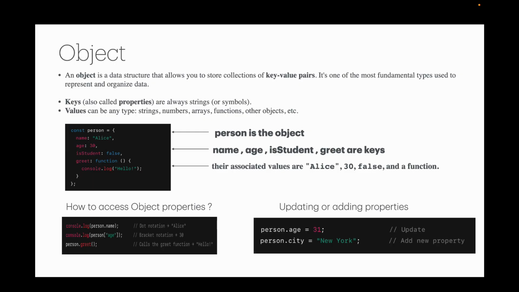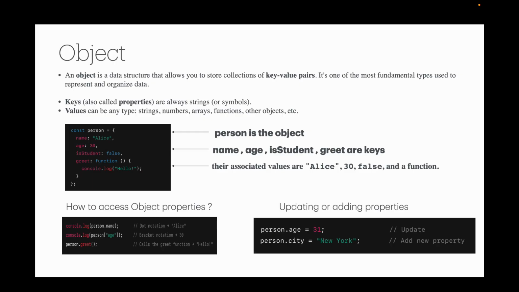as well. Like you can see in the example written here, we have created a person object and it contains multiple keys like name, age, isStudent, greet. These all are keys in this object. And their associated values are Alice, which is a string, age is 30, that is a number, false, that is a boolean, while greet is a function.